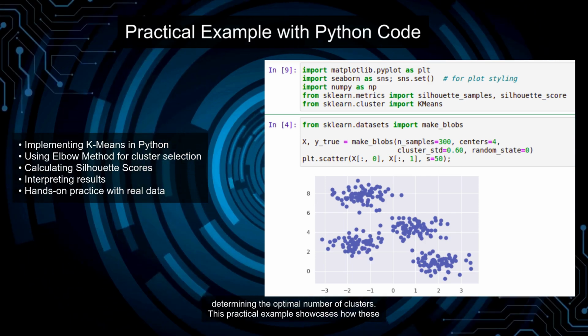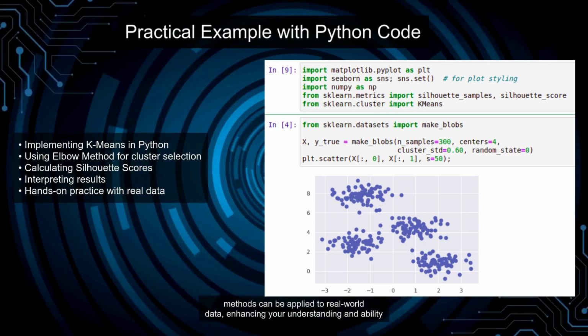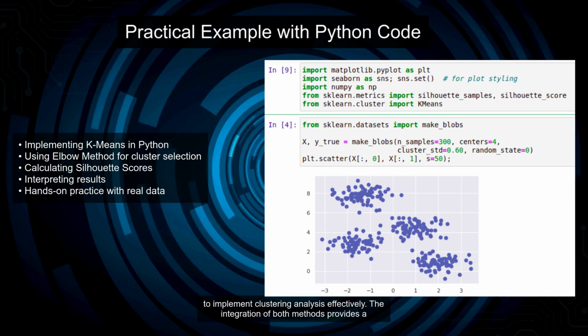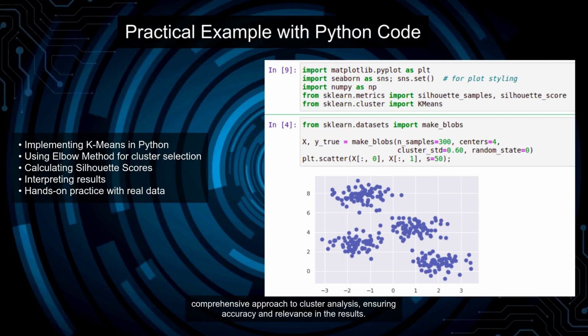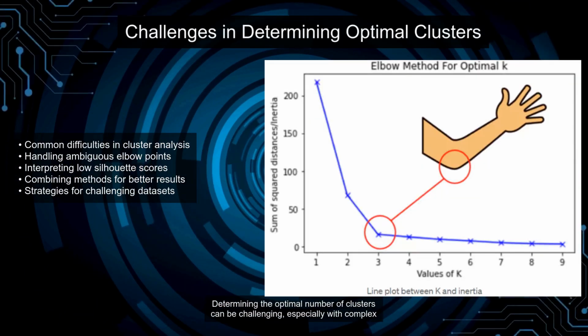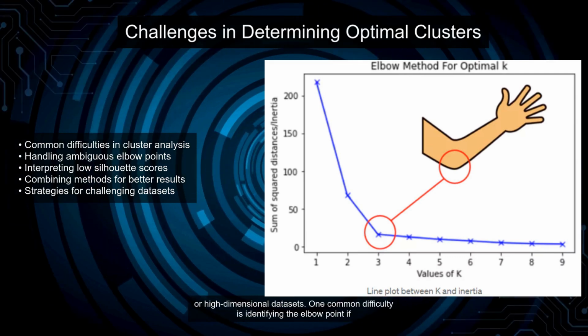This practical example showcases how these methods can be applied to real-world data, enhancing your understanding and ability to implement clustering analysis effectively. The integration of both methods provides a comprehensive approach to cluster analysis, ensuring accuracy and relevance in the results. Determining the optimal number of clusters can be challenging, especially with complex or high-dimensional datasets.